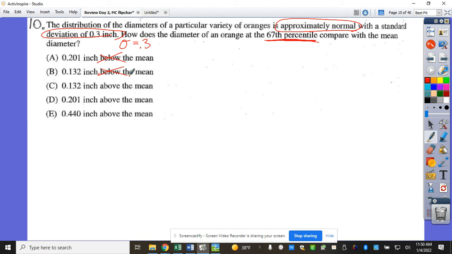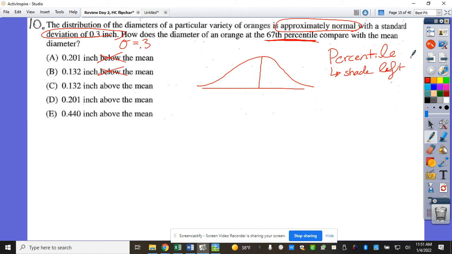Alright, so now let's actually go backwards here. So let's start from here. And this is where I think some of you just were like, oh, I wouldn't have thought to do that. Percentile always means shade what? Left. Alright, so I'm over here somewhere, more than 50, to be able to shade left more than 50%. And this amount is 0.6700. What can I do with that? Look at your yellow sheet. Look at your yellow sheet.